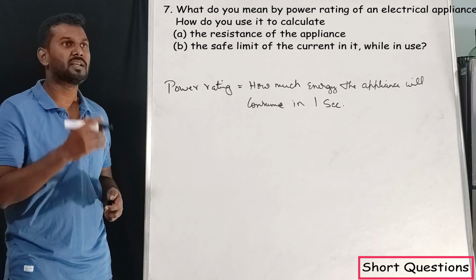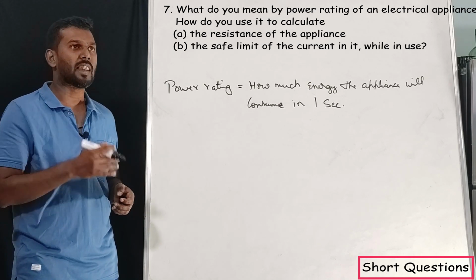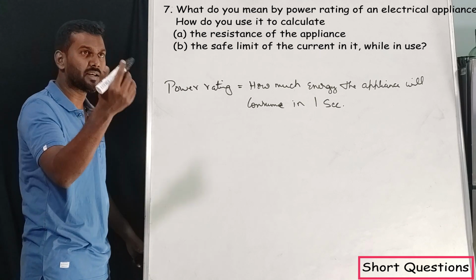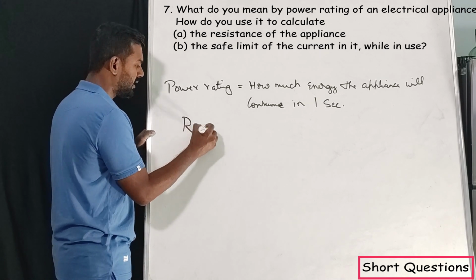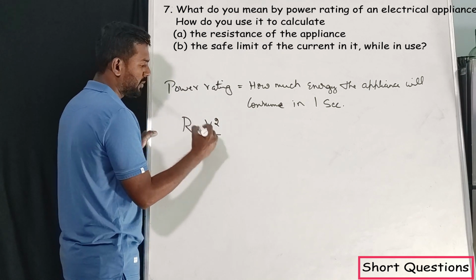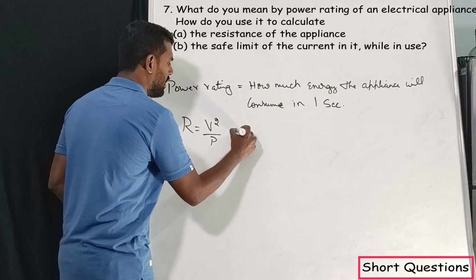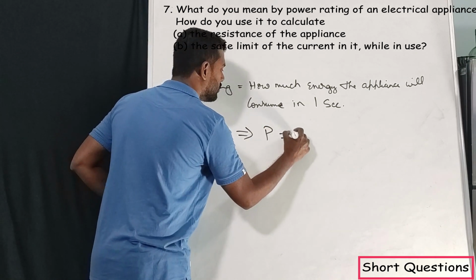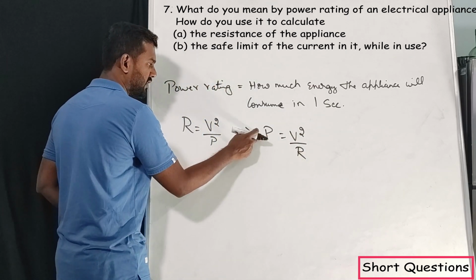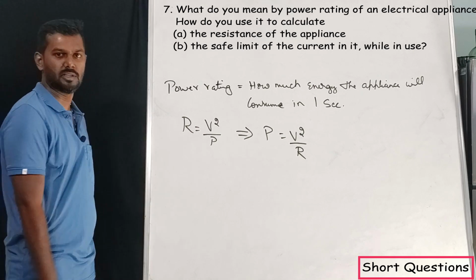Now we'll go for the remaining sub questions. How do we calculate resistance using power? So using the power rating, how we can calculate it? So we need to find the resistance, correct? So this is nothing but V square by P. How do we get this? We have learnt power is equal to V square by R, correct? If you want R, send this one here, P here, that is nothing but this one.